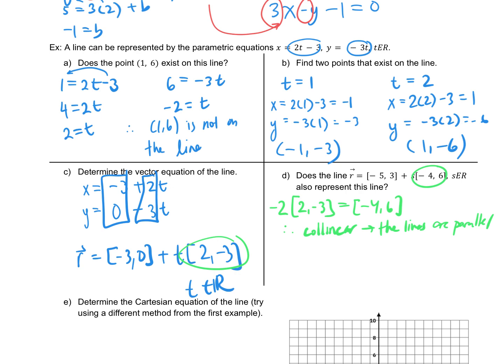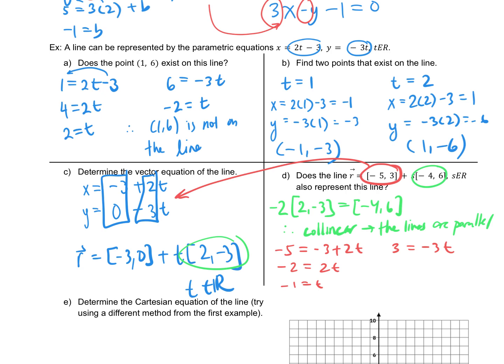So I'm going to take this point here, (-5, 3), and see if it exists on this line, and I'm going to use the parametric equations. So -5 equals -3 plus 2t. I bring that -3 over, divide by 2, and I get -1.